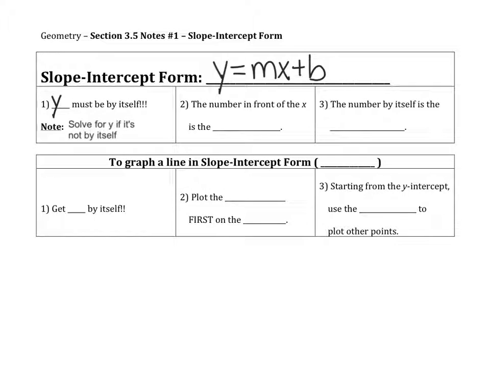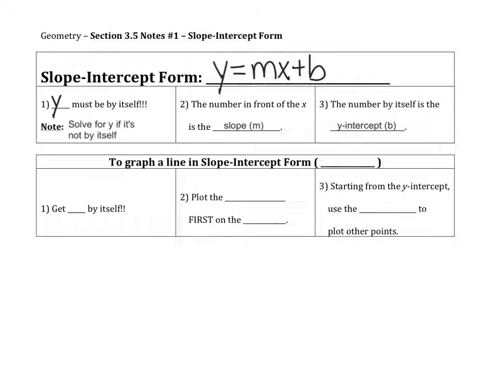Once y is by itself, the number in front of x is the slope, which remember m always represents slope. The number by itself, so like the constant term, the number without the variable, is the y-intercept. And again, a reminder, b is what they use in order to represent the y-intercept.